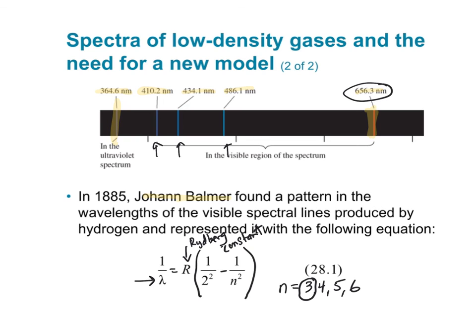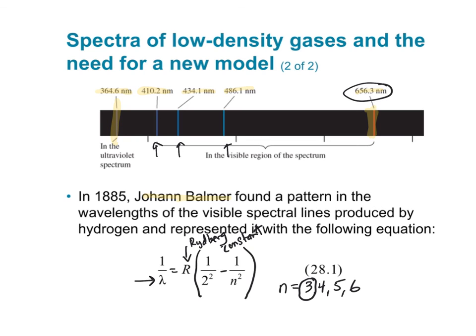But it didn't explain why. It was just a mathematical concoction that this guy came up with, and it was able to very accurately predict mathematically where those were, but there wasn't a model of the structure of the atom that was consistent with this mathematical equation.